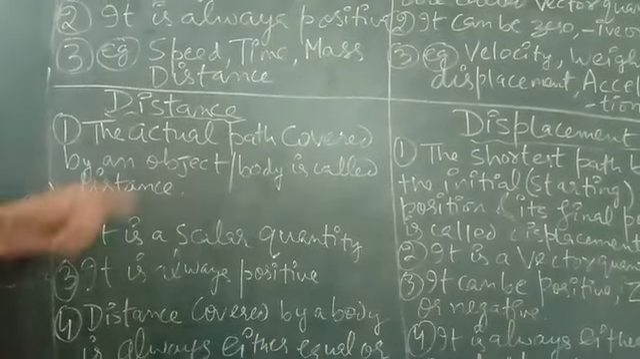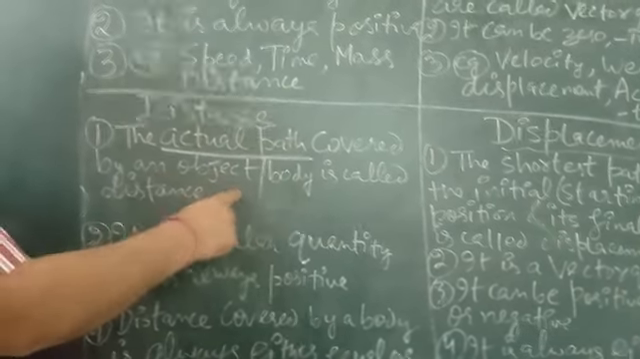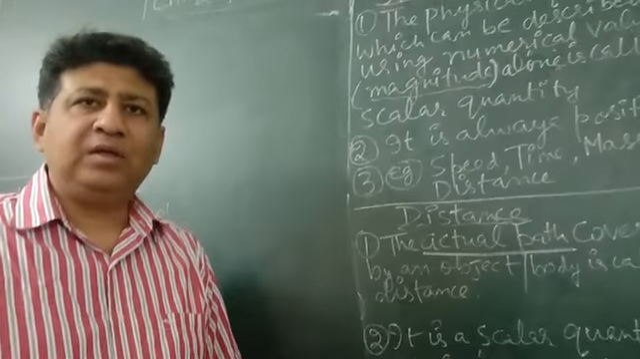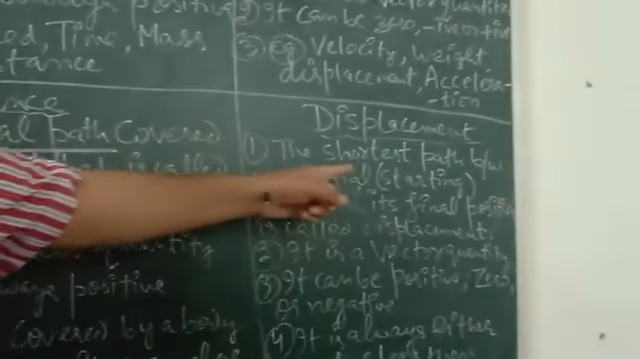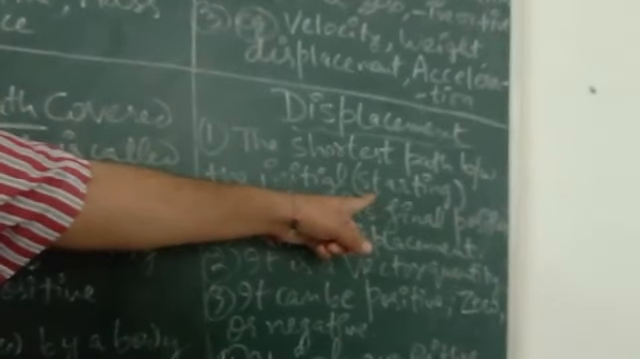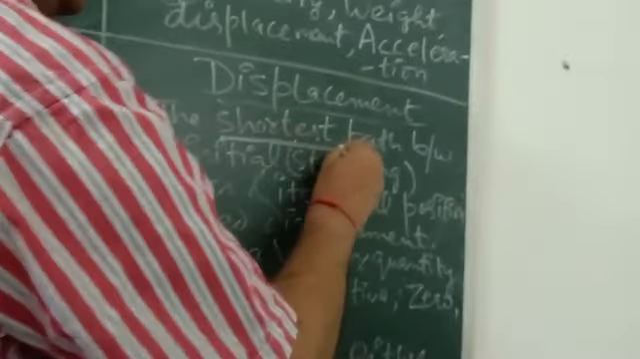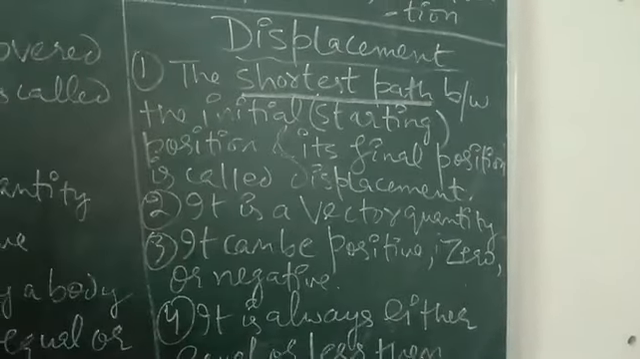The actual path covered by an object or body, that is called distance. The total path which has been covered by a body, that is the distance. However, displacement, the shortest path between the initial position, that is also called the starting position, and its final position. So here we have the shortest path between starting and the finishing, the final position. Let's understand with the help of the example.